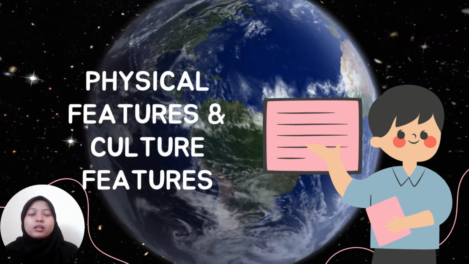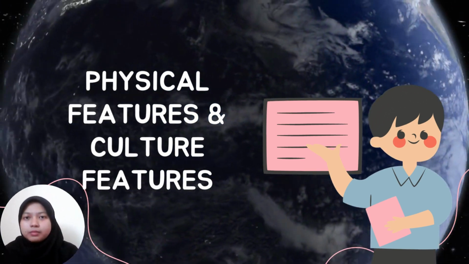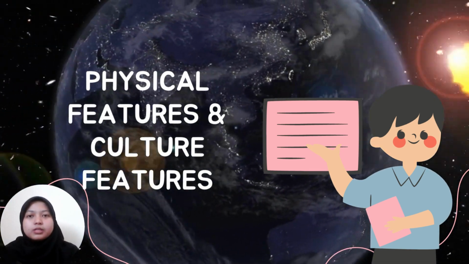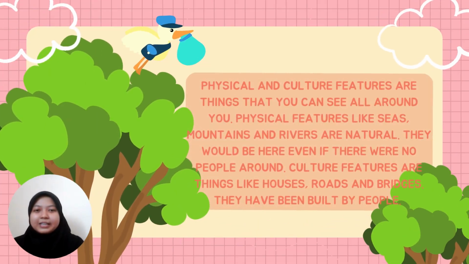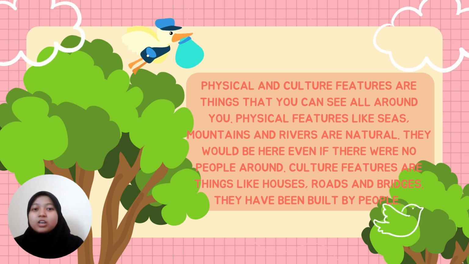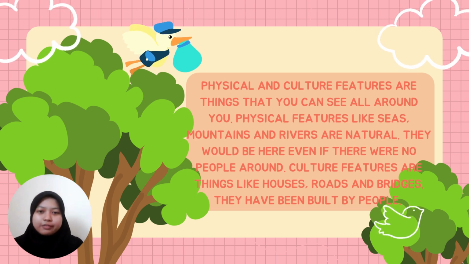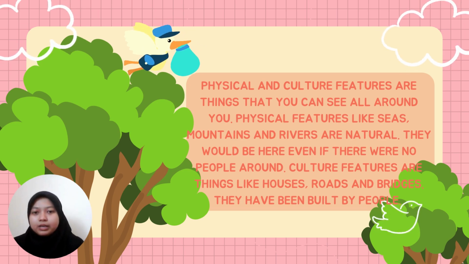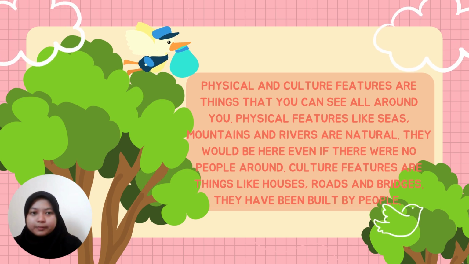Hello, I'm Adriana. So let's continue to my part. One of the important elements that should be in the map is physical and cultural features. What are physical and cultural features? They are things that you can see all around you. Physical features like seas, mountains, and rivers are natural. They will be here even if there were no people around. Cultural features are things like houses, roads, and bridges. They have been built by people.